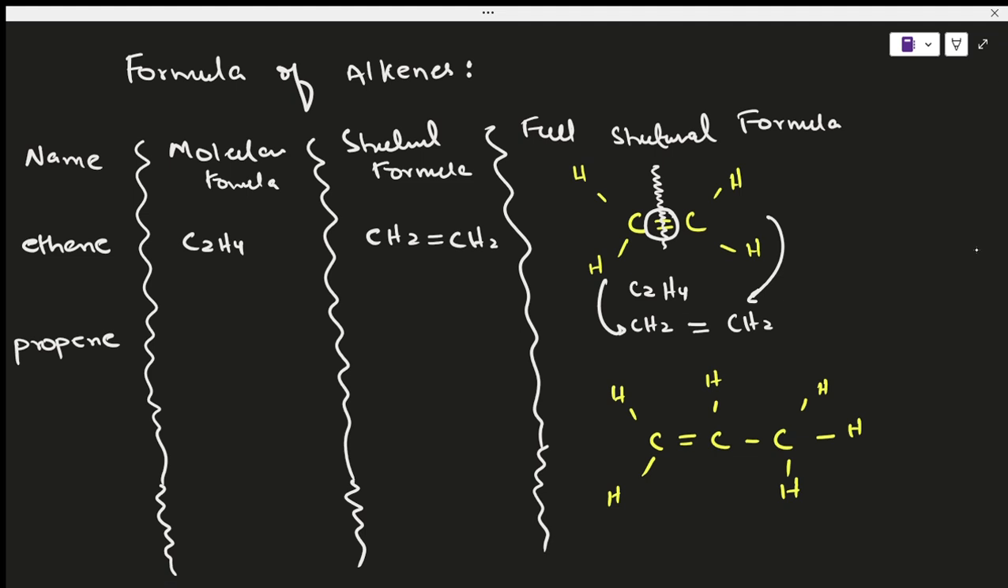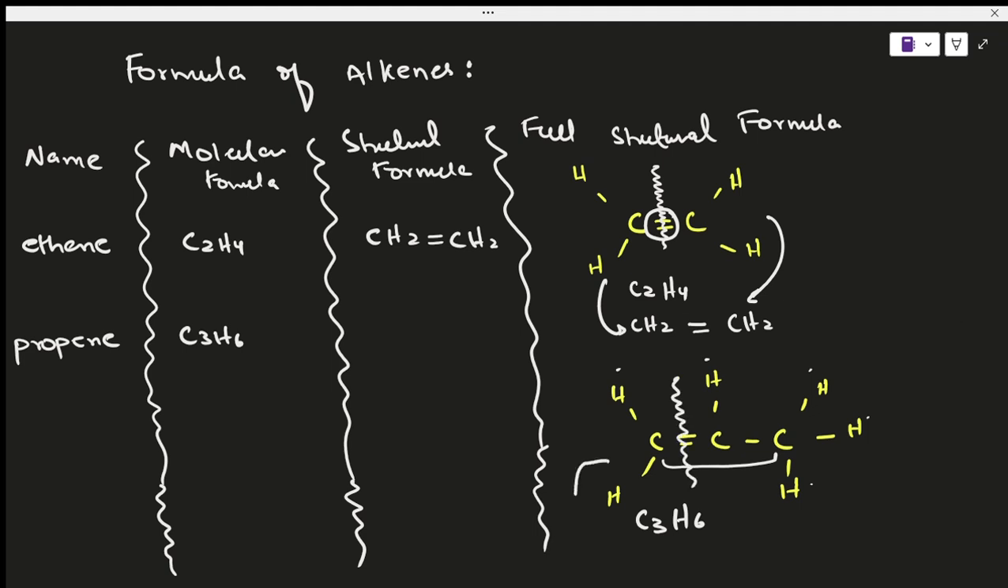Now if I were to ask you the molecular formula for this, it's going to be C3 because of 3 carbons, and you've got 1, 2, 3, 4, 5, 6 hydrogens. So the molecular formula for this is C3H6. And if I were to ask the structural formula, you don't really need to break it. You can easily understand just by looking at it. Or even if you want to break it, let's just break it.